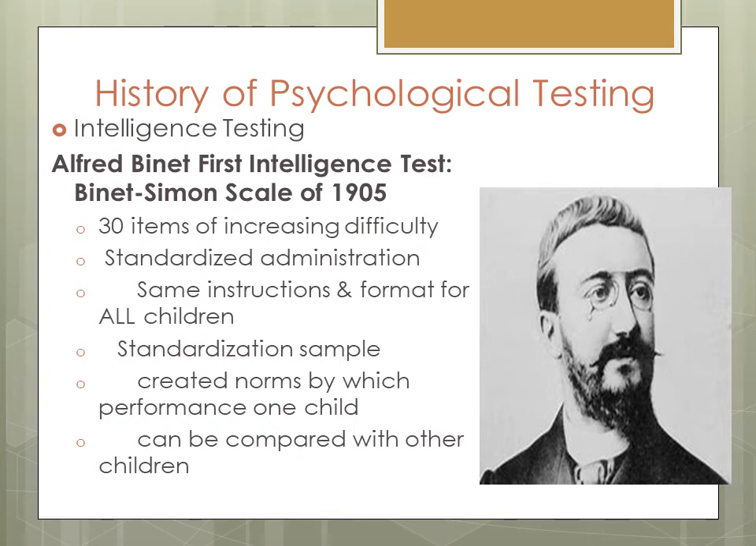All right, so let's continue on Alfred Binet. His first intelligence test is called the Binet-Simon Scale of 1905. It has 30 items of increasing difficulty. It is a standard administration, with the same instructions and format for all children. The standardization sample created norms by which the performance of one child can be compared with other children. So the Binet-Simon scale of 1905 was created basically for children.